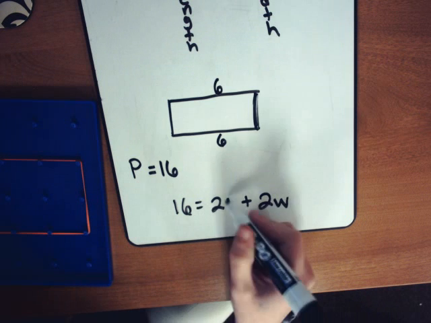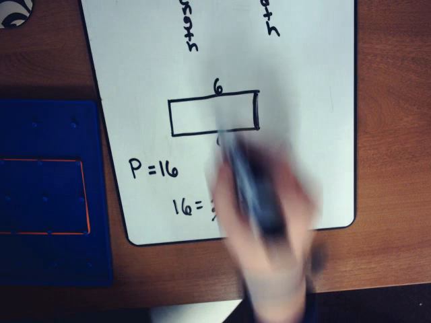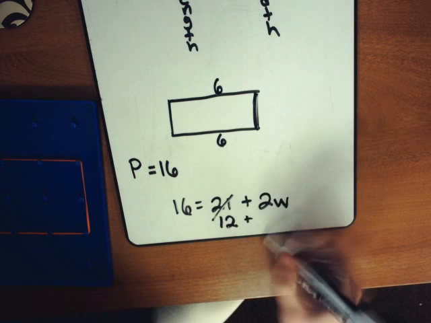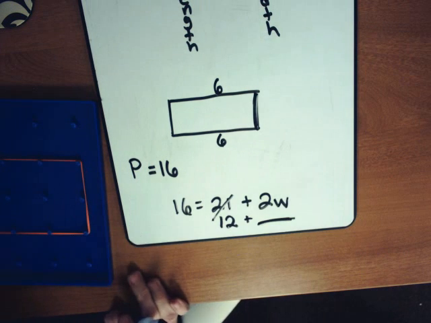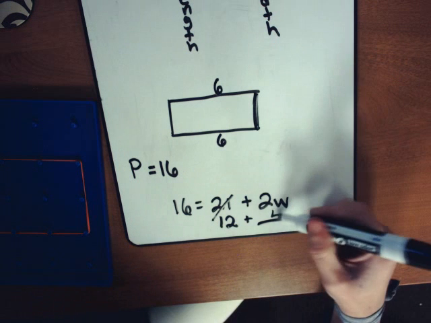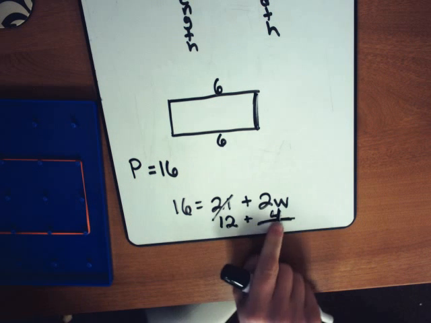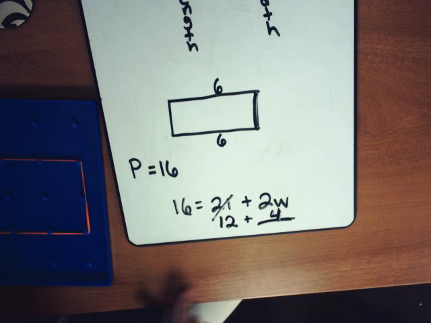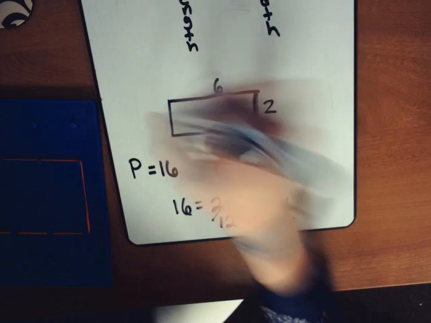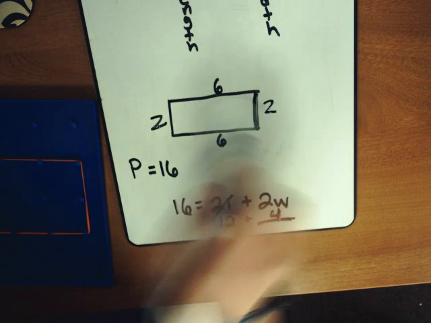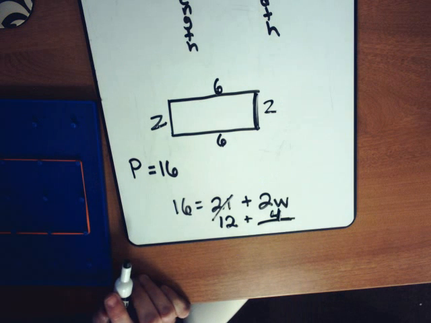So here's my 2L, which I can rewrite then as 6 plus 6, or my length twice 2L, 12, right? So 12 plus what equals 16? Let's write 4. Well, if 2W is equal to 4, 4 divided by 2 then will get my width. So what must my width be? Let's write 2. We have 6, 12, 13, 14, 15, 16. So the perimeter is the measurement around that rectangle.